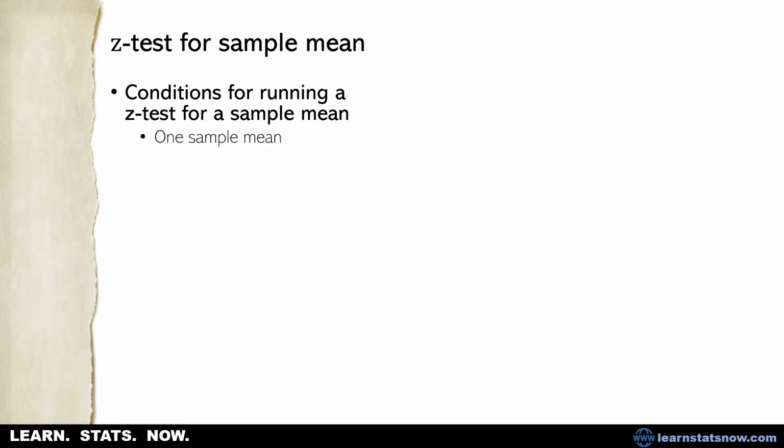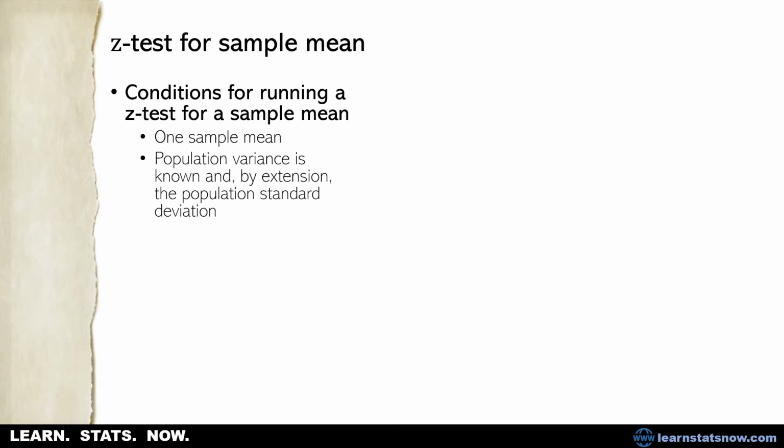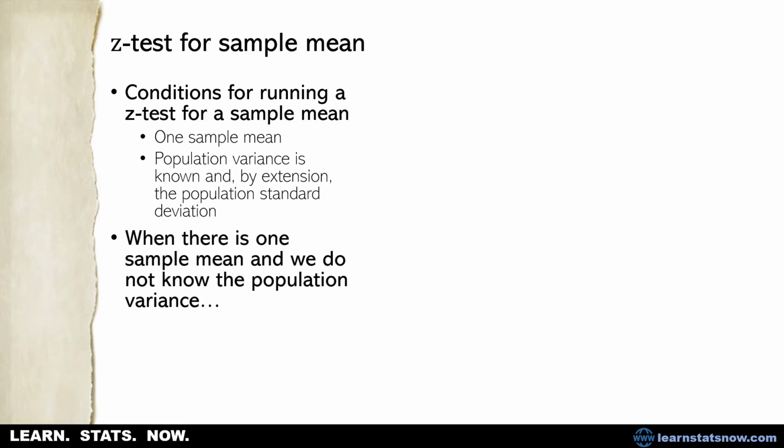One of those is that you had only one sample, right? So there was only one sample mean, and the other was that the population variance was known, and by extension, the population standard deviation. Now that's really unusual. Usually we don't know what the population variance is or the population standard deviation. So when there is one sample mean and we do not know the population variance, we run a one sample t-test.